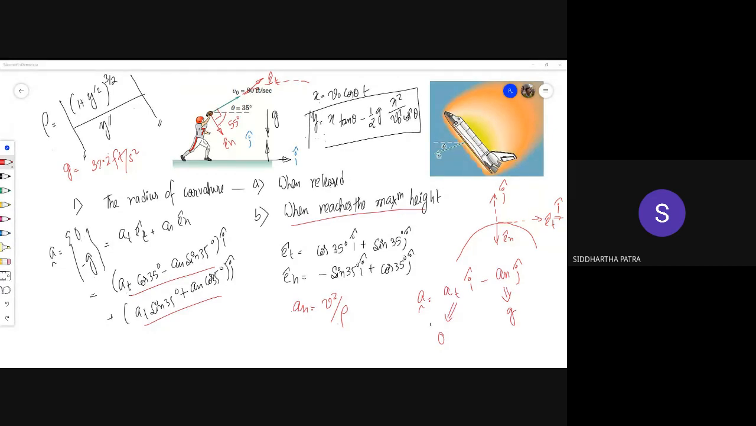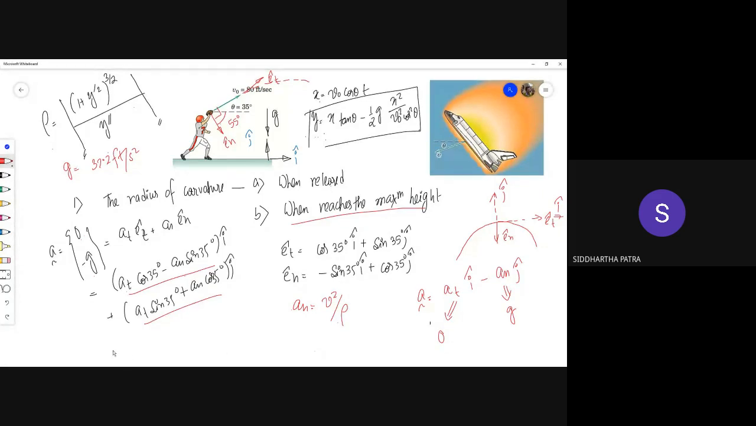Acha. There is another part to the question. Compute the v dot at each location. So when released and when it reaches the maximum height, compute the v dot. Now what is v dot? v dot is nothing but at, and that you are essentially doing in the process. So you don't have to bother about that.